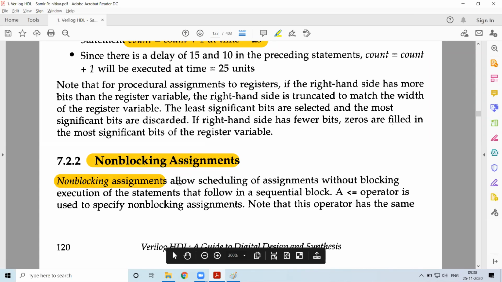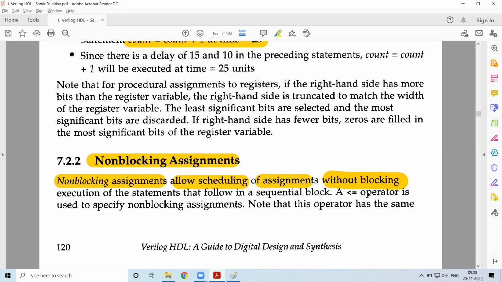That is, non-blocking assignments allow scheduling of the assignments without blocking the execution of the statements that follow in a sequential block. In order to do this, we make use of this operator. If you remember, this is actually a relational operator, but it is a kind of overloaded operator. Depending on where it is used, it acts accordingly. If it is used in non-blocking assignment, it operates as an assignment operator.